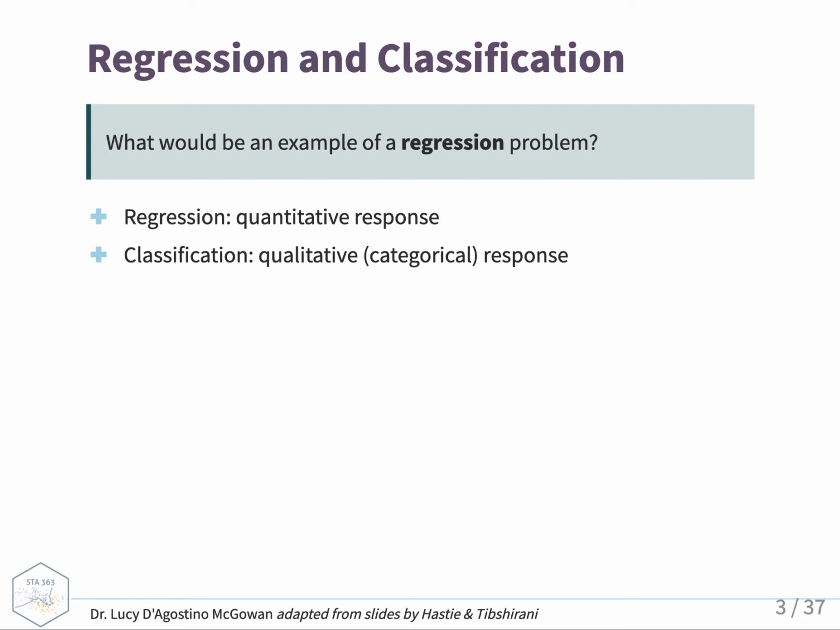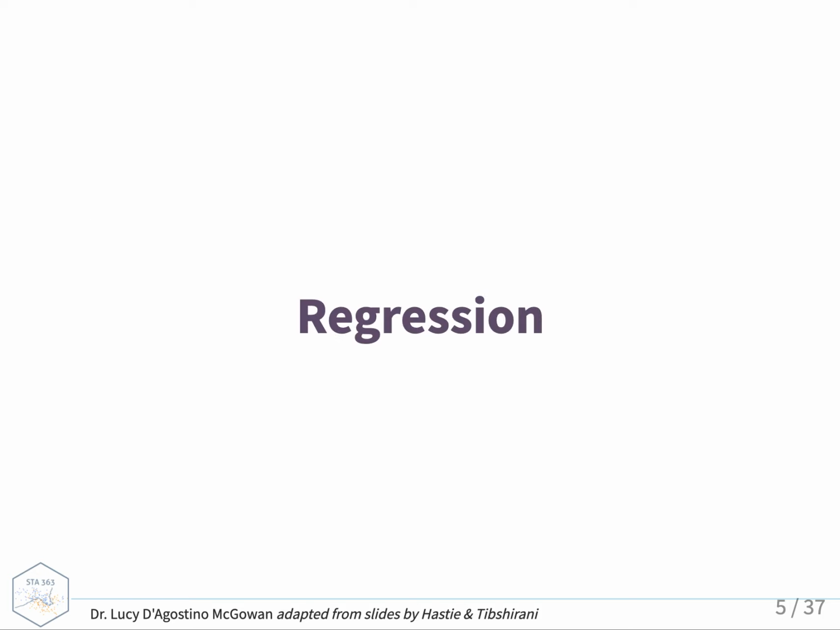So blood pressure was an example of a regression problem, but there are numerous different things that you could try to do with a regression problem. Anything where you have a quantitative response. And then, as I mentioned, that zip code example is a classic classification problem. So this first set of slides, we're going to be talking specifically about regression.